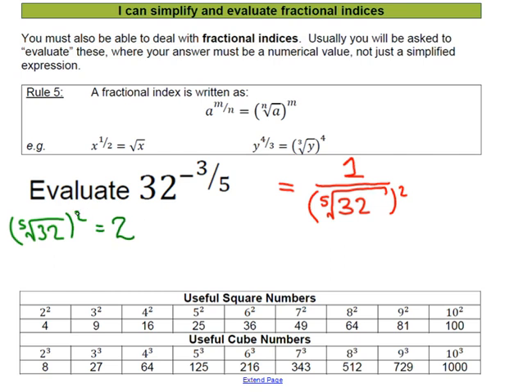And I realise I've written a 2 here in both parts where it should have been a 3. So that's 2 cubed, which is 8. So our answer here is actually 1 over 8. And at National 5, don't waste your time trying to change that into a decimal. Leave it as a fraction, and that's perfectly fine.